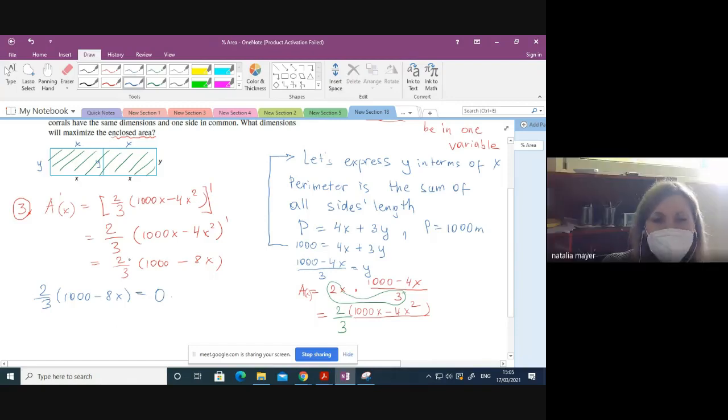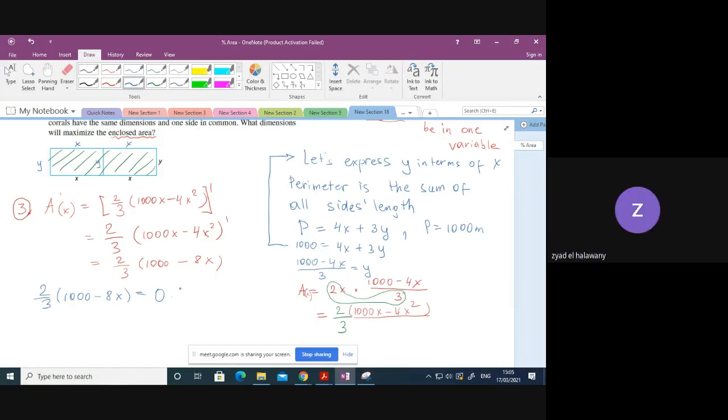I just mentioned that if a product is equal to 0, this is the best possible scenario. Because if the product equals 0, then you can take each part of the product and equate it to 0 separately, which will make your equation smaller and nicer. So 2 over 3 times 1000 minus 8x equals 0?